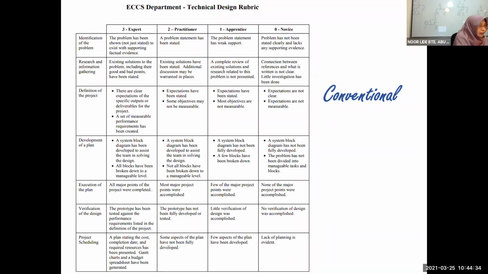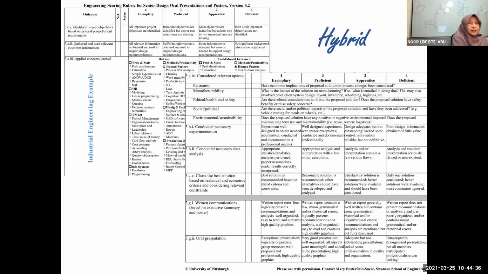Why is it stopped? Yes, this is a rubric that I want to show you. To me, I call it a hybrid.